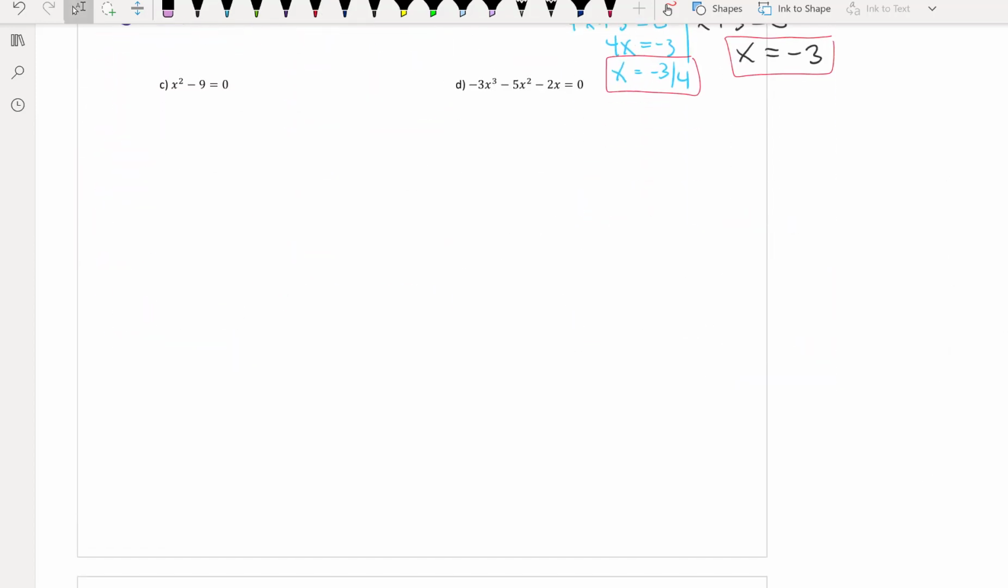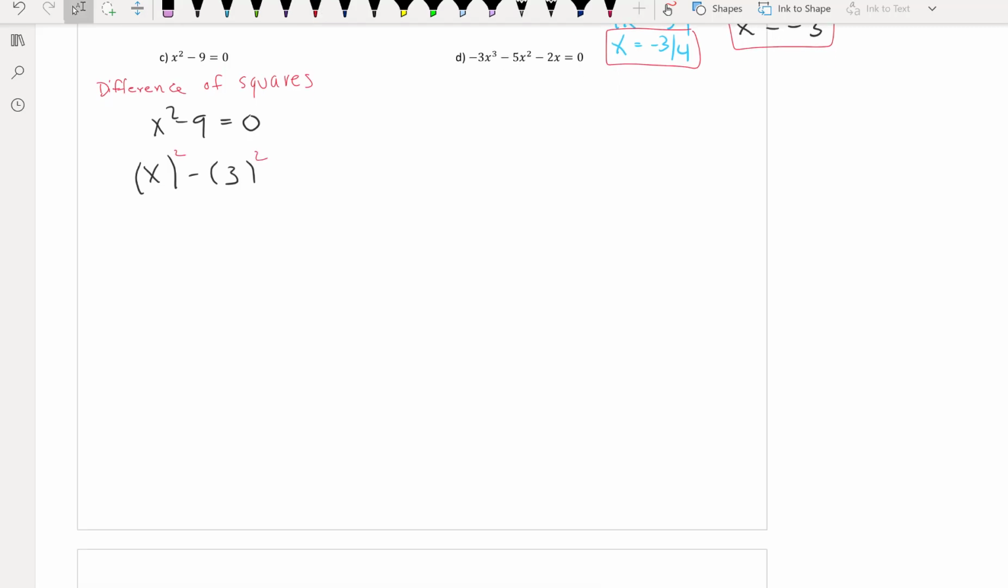Now I'm going to look at letter C. Well, for letter C, I have only two terms. So this is actually a difference of squares. And hopefully you remember how that factors. So if I have x squared minus 9 is equal to 0, you can think of it as x squared minus 3 squared. The reason is because x times x is x squared, and 3 times 3 is equal to 9.